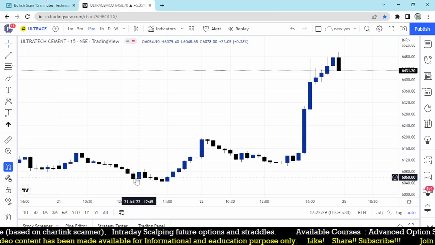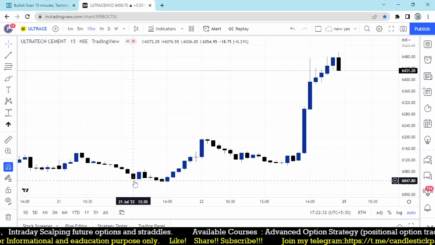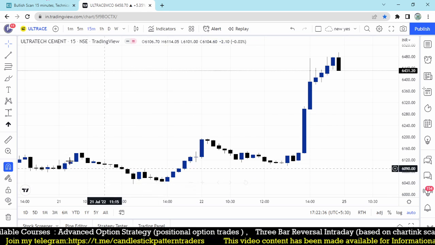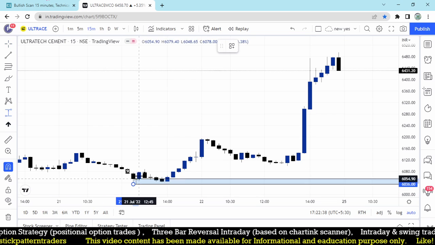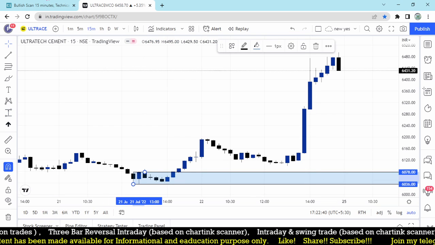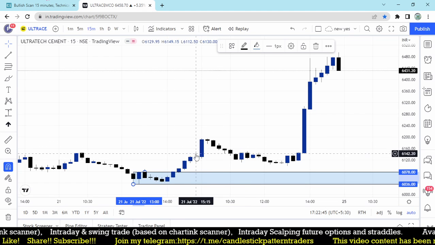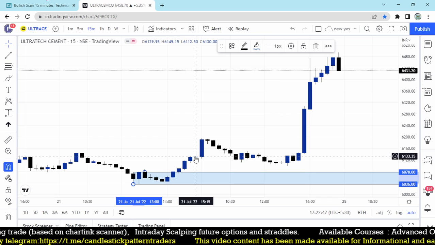This was the candle, and the low, which is around 6036, was our stop loss, and it never triggered your stop loss. This was another targetable trade from this entry point, 6078 to 6036. During the day itself, it went up to near about 6149.